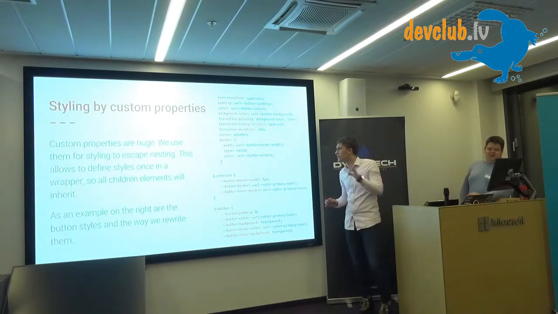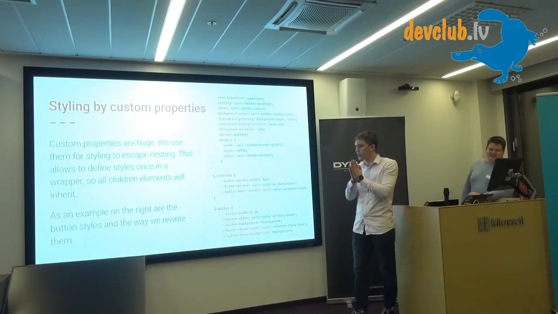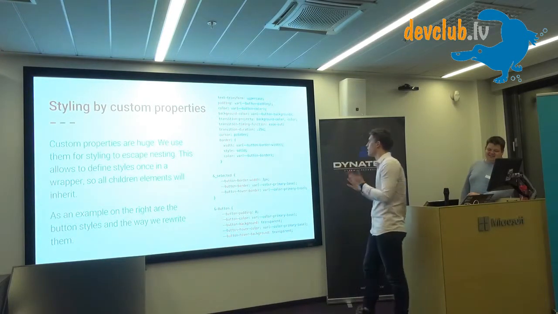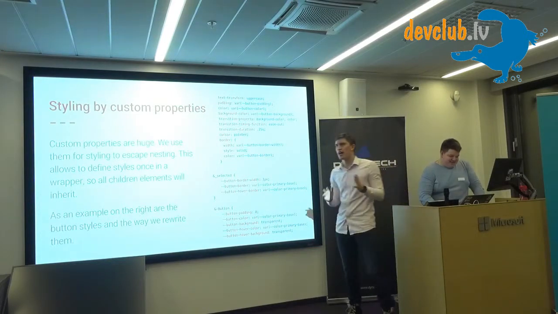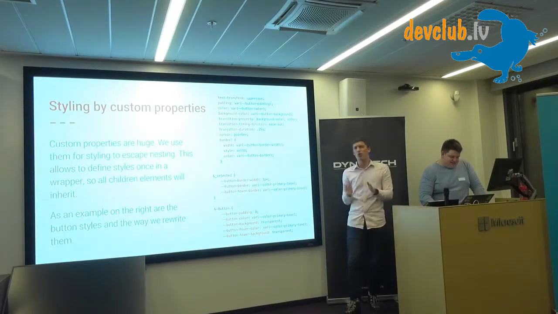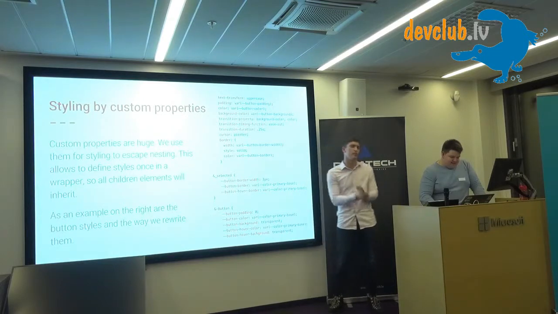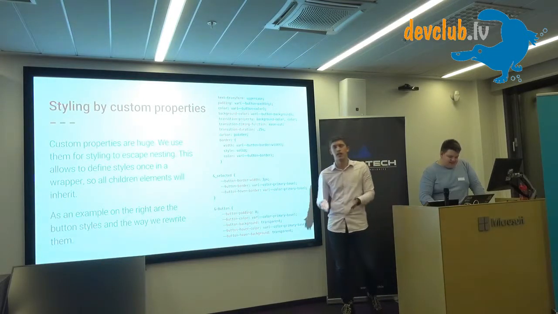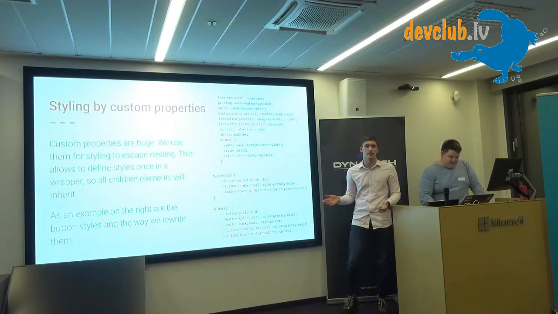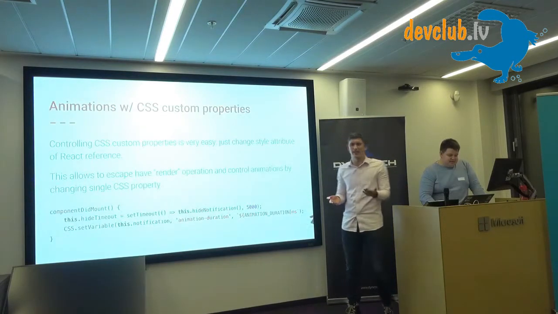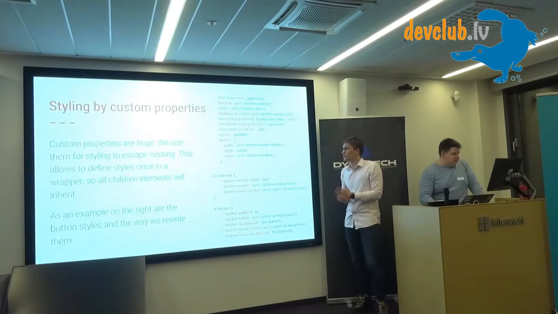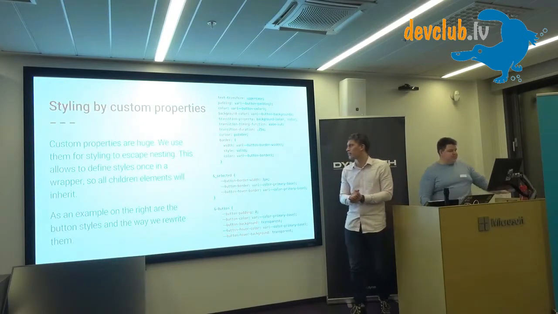Another thing that brings a lot of bundle optimization is the CSS custom properties, because it's always a pain to rewrite some default styles. For example, buttons. You have to have a button style because styling buttons by classes is not so good. So you have to have your custom styling.